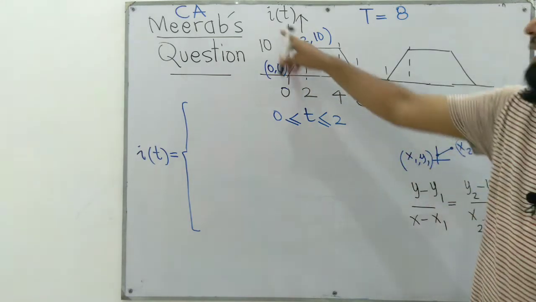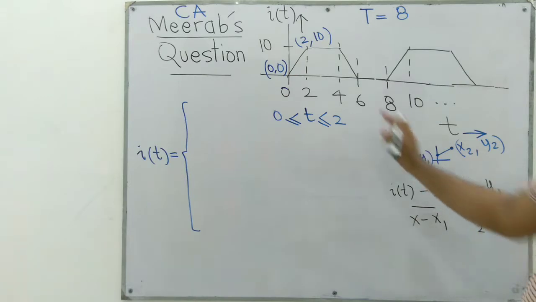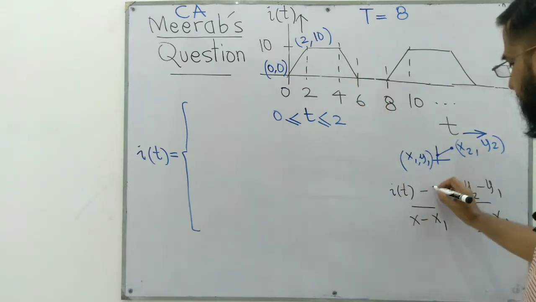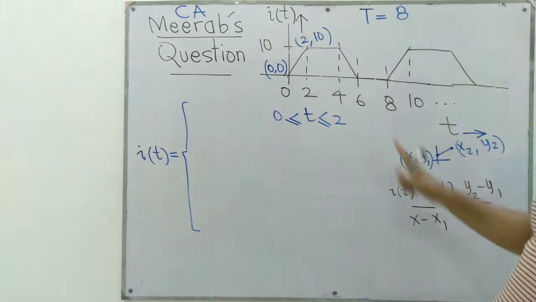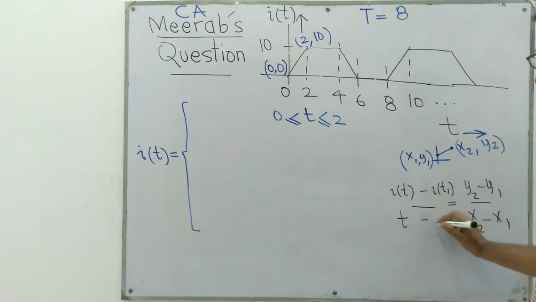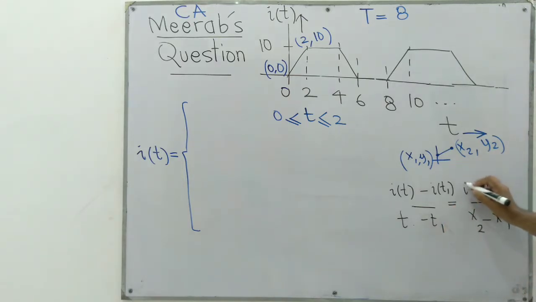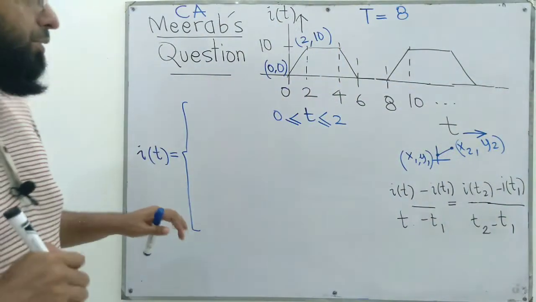So here on the y-axis we have I of t, so we can change this equation to I of t. y1 is the value of that y-axis variable at time t1. x is t, on the x-axis we have t, and x1 is the time t1, whereas y2 is I at time 2 minus I at time 1 divided by time 2 minus time 1. Right.